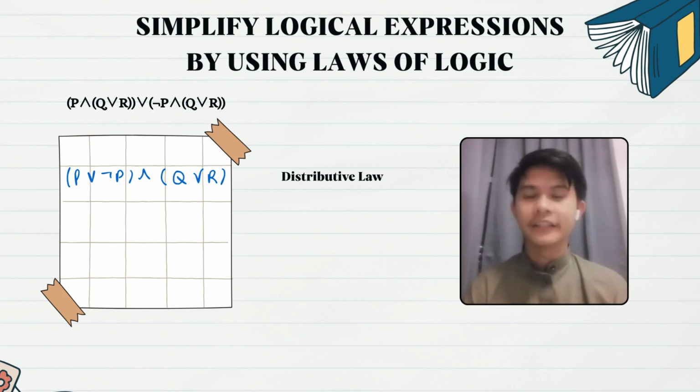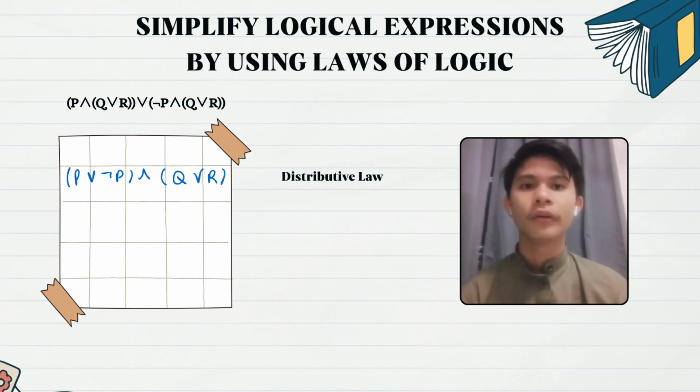Step 1. Apply the distributive law. The distributive law in logic works similarly to multiplication in algebra. It allows us to factor out a common expression. Here, we notice that both parts of the expression share Q or R, so we can factor that out. (P and (Q or R)) or (not P and (Q or R)) becomes (P or not P) and (Q or R). It is done using the distributive law.